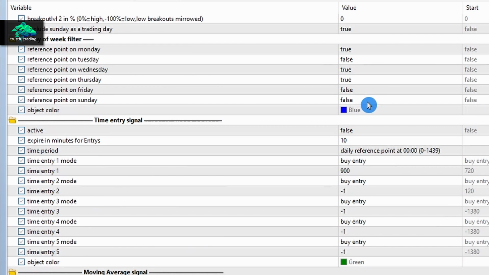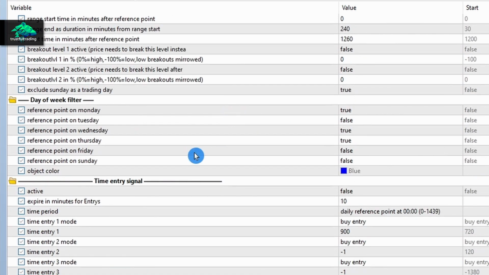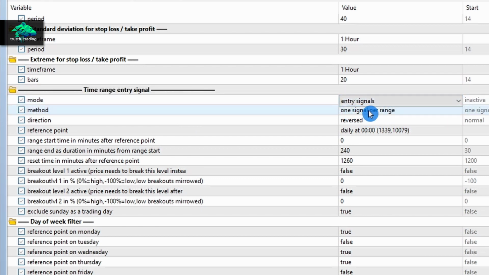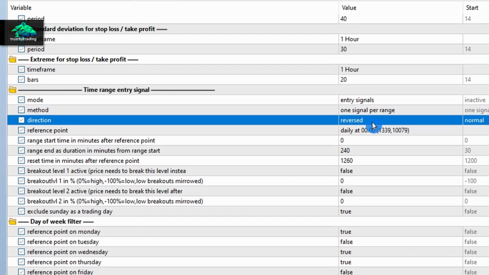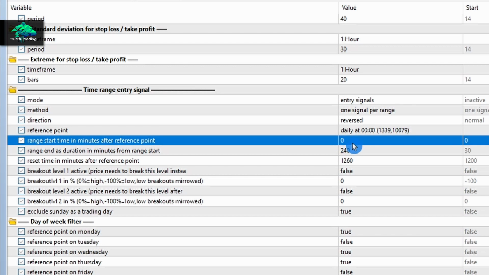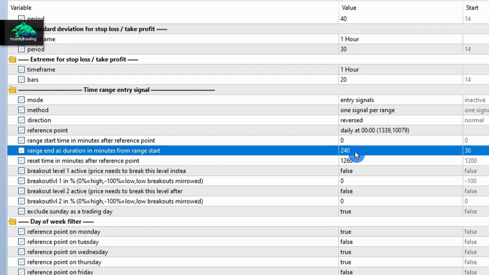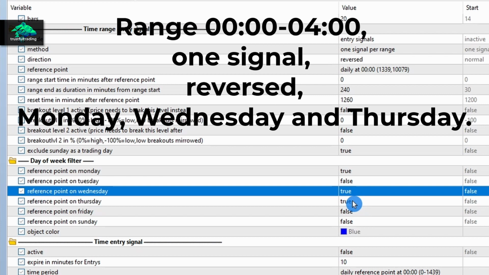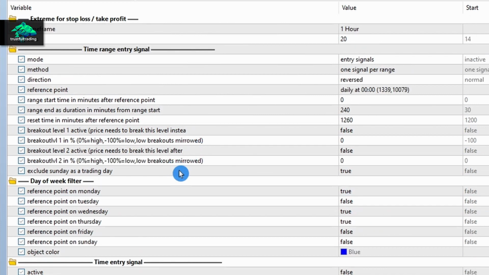Then of course we need an entry signal and we take the time range entry signal, and we also only want 1 signal per range and we want to go in the reversed direction. Okay, then we set the start time to 0. So that means we start the range at midnight and the end time to 240 minutes after midnight. So that's a 4-hour range. Okay, and I also want to apply a day of week filter, so we only trade the range on Monday, Wednesday and Thursday.